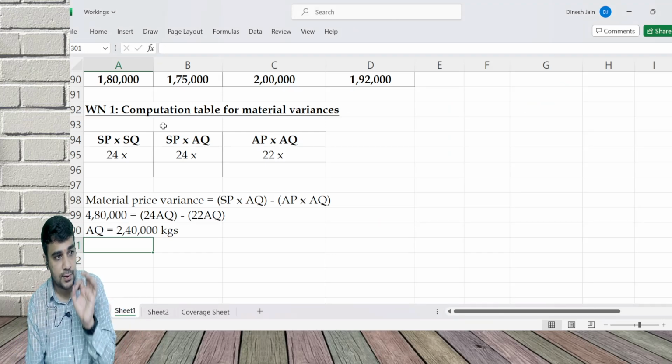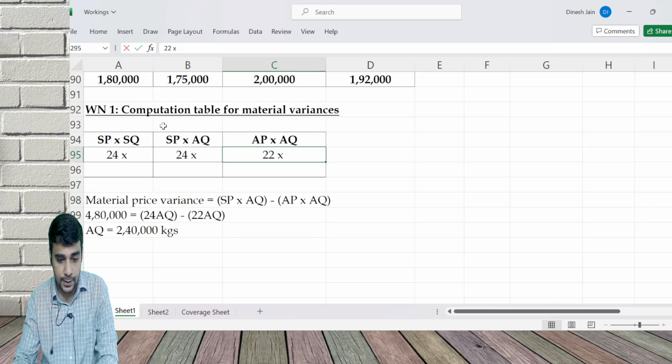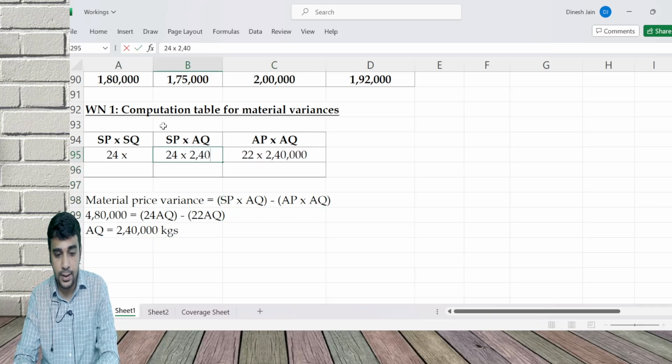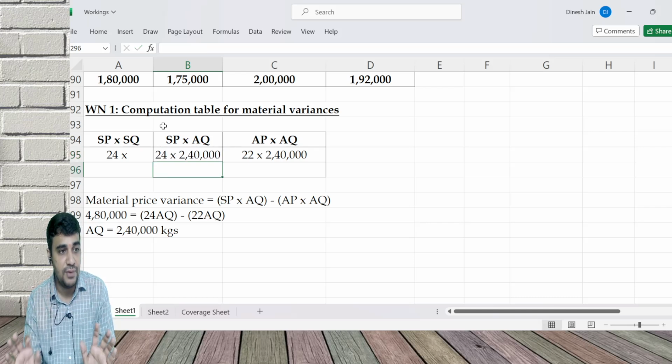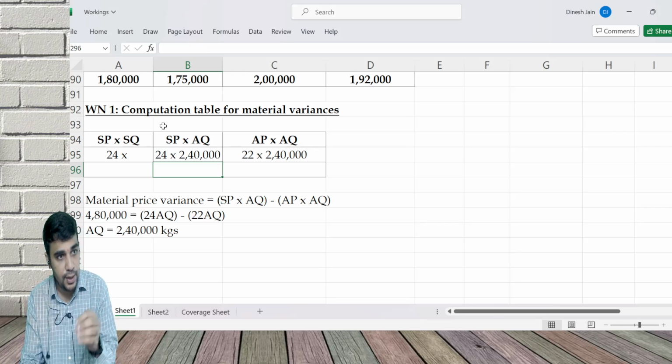Objective is always to complete the computation table. So put 2,40,000 here. I am not teaching anything new. I am basically doing revision. That is how standard costing is. In the class itself, revision is happening. The last session was also fully revision only. Today also three sums we are going to do, all are like revision.